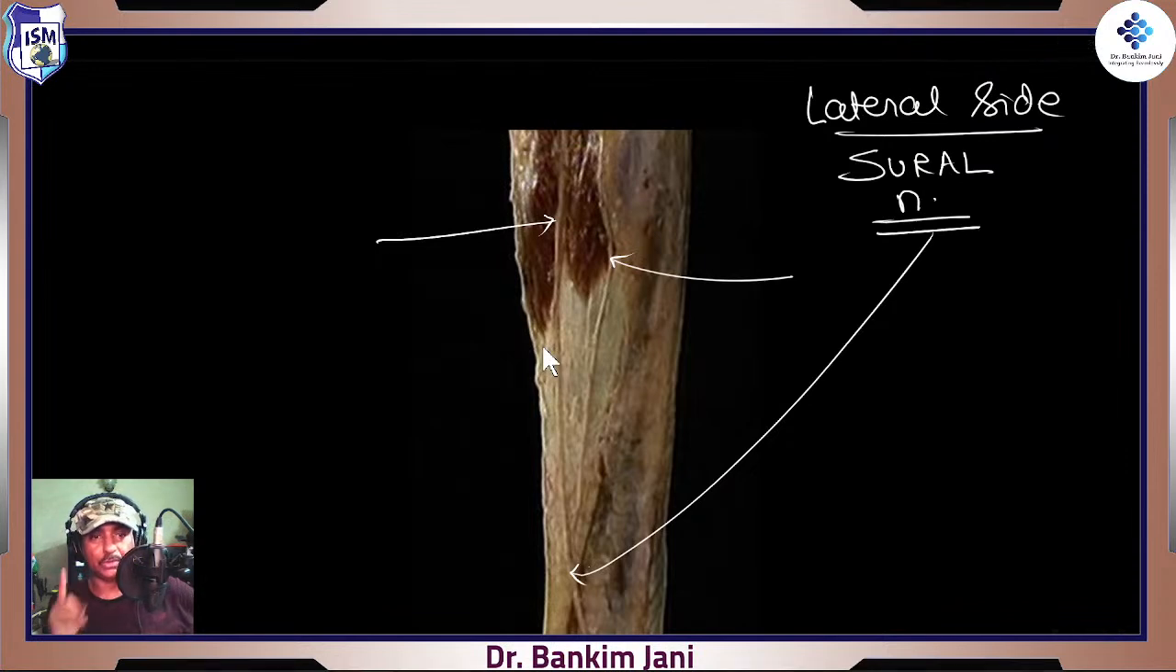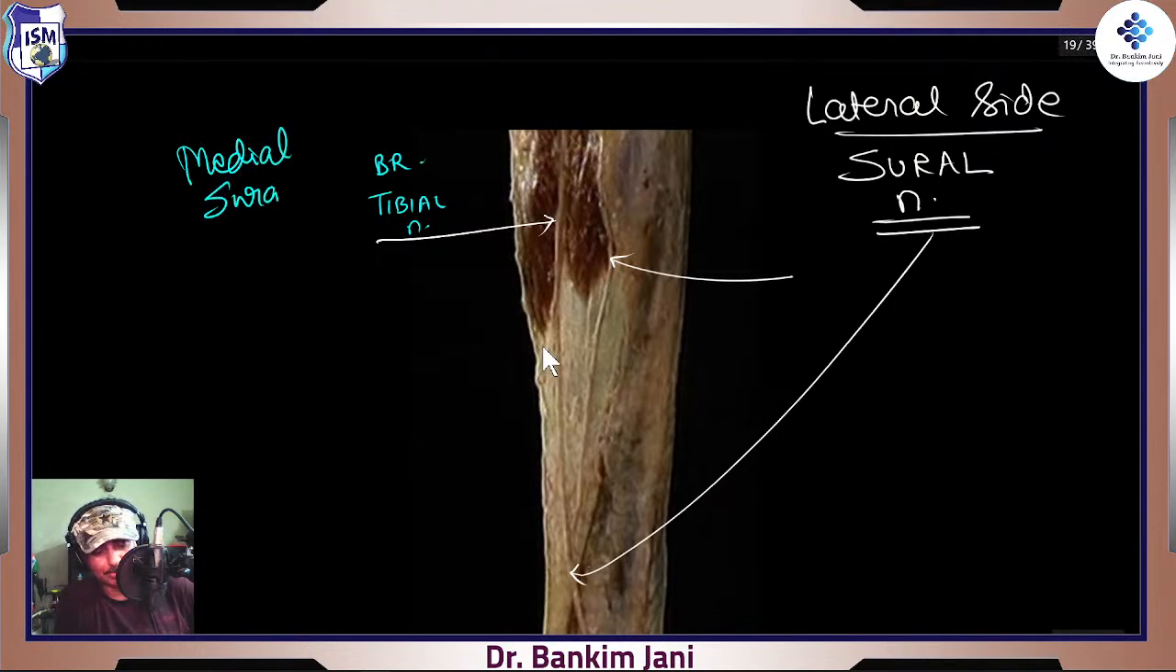Sural nerve is the combination of one branch of the tibial nerve and a second branch of the common peroneal. So I'll just write tibial nerve branch. What is the name of that branch? Very easy. It is the medial sural cutaneous nerve. So that's the name.